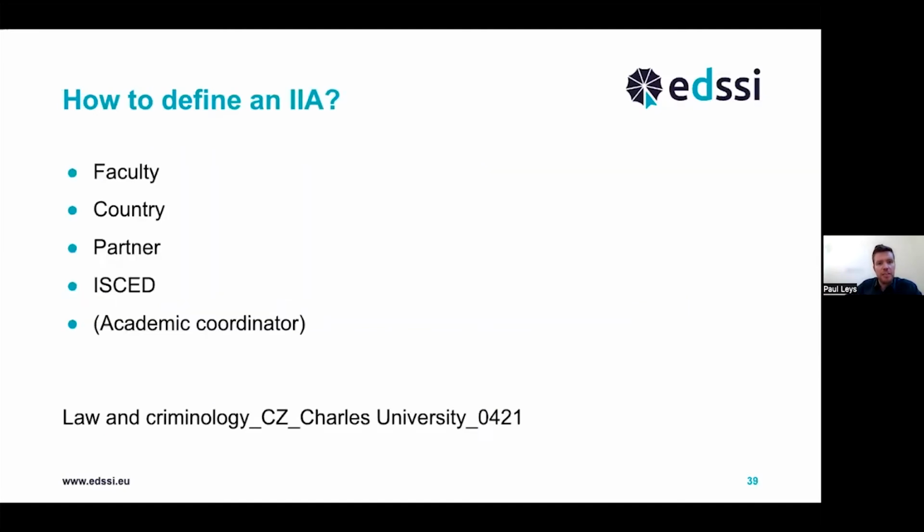My recommendation would be to get in contact with your partner beforehand and agree on everything that is part of the agreement. Now, when I started working in the International Relations Office, about 10 years ago, one of my first tasks was to work on the interinstitutional agreements that needed to be renewed for the former program. And then my very first question was, how do I define an interinstitutional agreement? Is faculty part of it, country, partner? Is it one ISCED code? Is it several ISCED codes? And internally, we defined an agreement as a combination of faculty, university, and ISCED code.